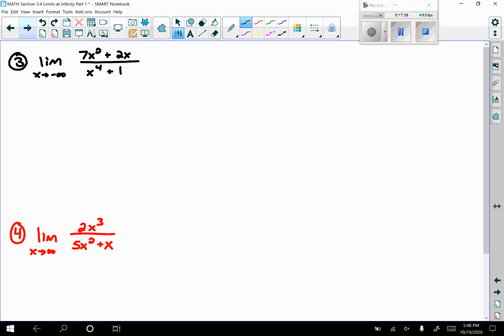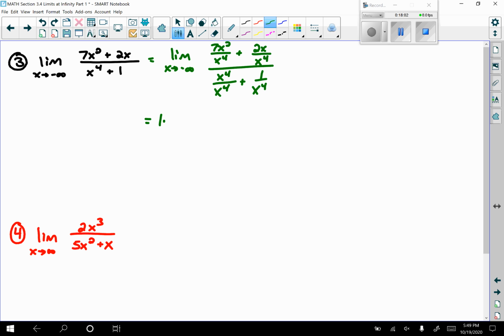All right, let's take a look at 3. Now, if you notice in 3, the degrees are not the same, so let's see what happens here. I still want to go through the same process, only now x is approaching negative infinity. My largest power of x is x to the 4th, so we're going to have 7x squared divided by x to the 4th plus 2x over x to the 4th. On the bottom, x to the 4th divided by itself, and then 1 over x to the 4th.